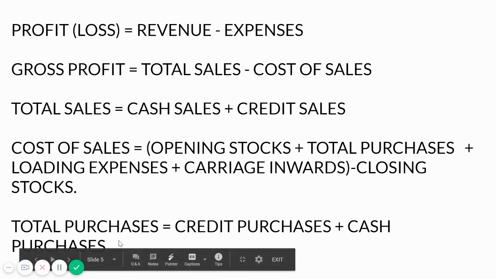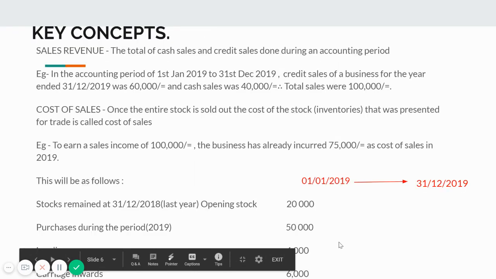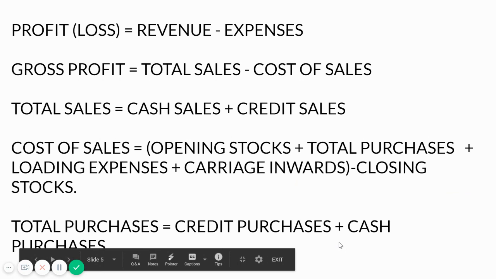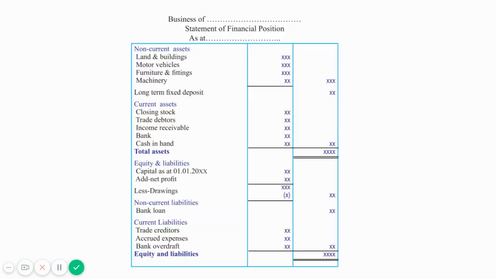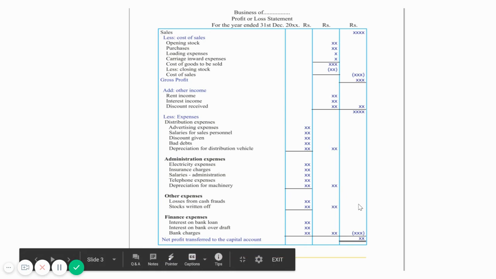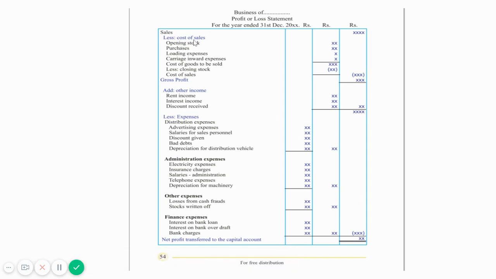As I told you earlier, the total purchases also comprise credit purchases and cash purchases. So when you are calculating the cost of sales figure, you have to consider the opening stocks as well as these purchases, which comprise cash purchases plus credit purchases.